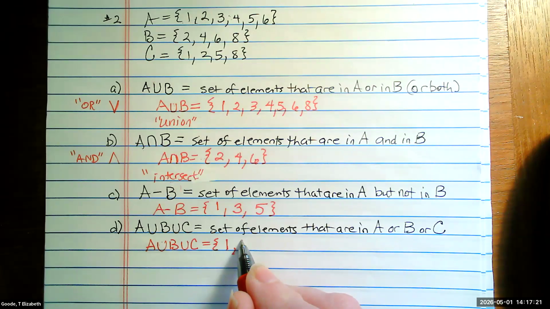All right, just writing that down. So we have 1. When it says it's in A or B or C, then it's just saying it'll be all the numbers technically. That's right. So then 1, 2, 3, 4, 5, 6, and 8.